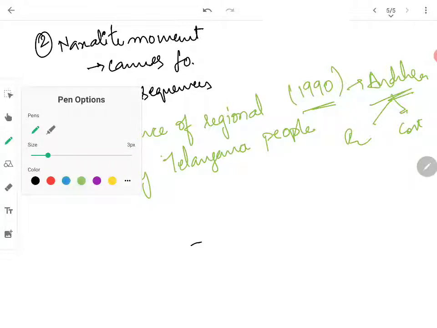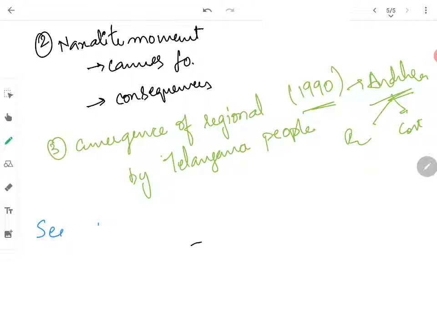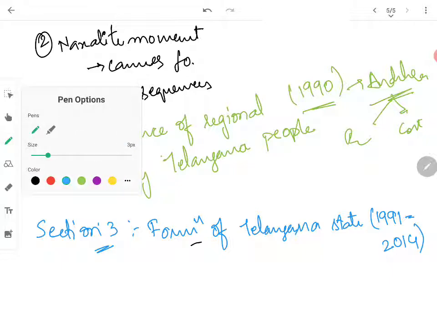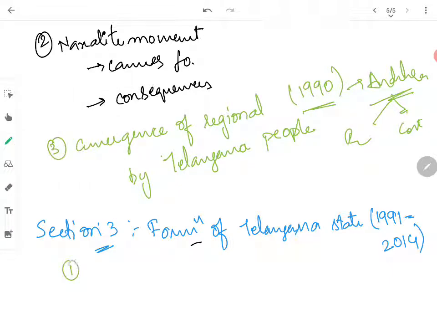Coming to the next section, section 3, which is the final phase of the Telangana movement, that is the formation of the Telangana state. This phase covers 1991 to 2014, till the state of Telangana was formed. And the chapters involving this phase, the first is public awakening.